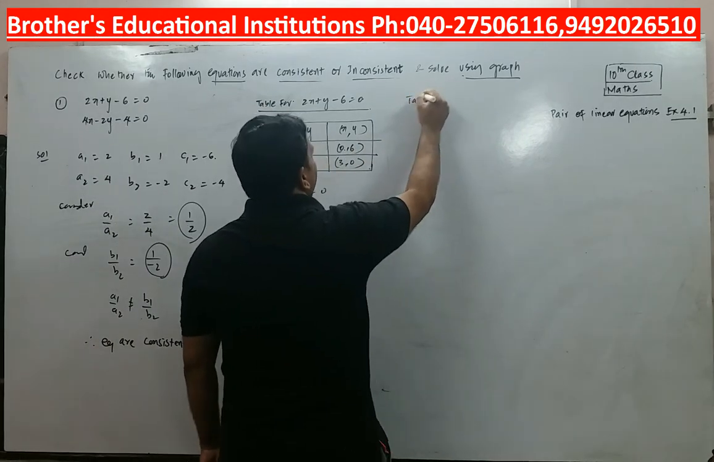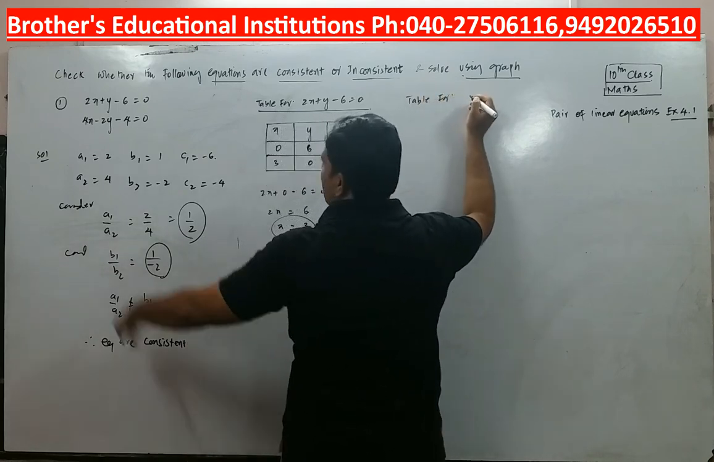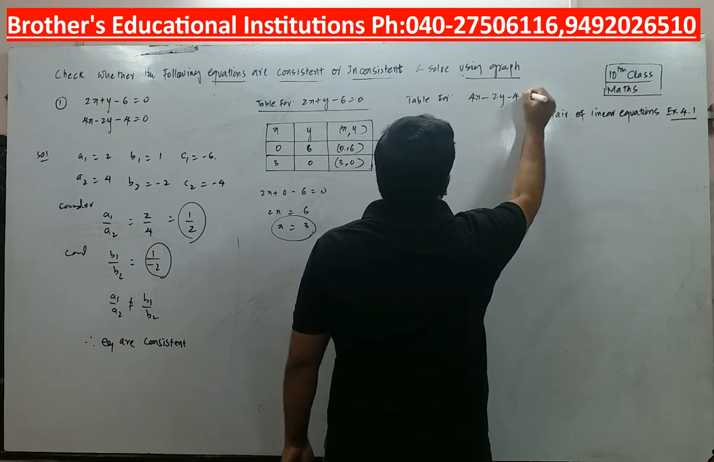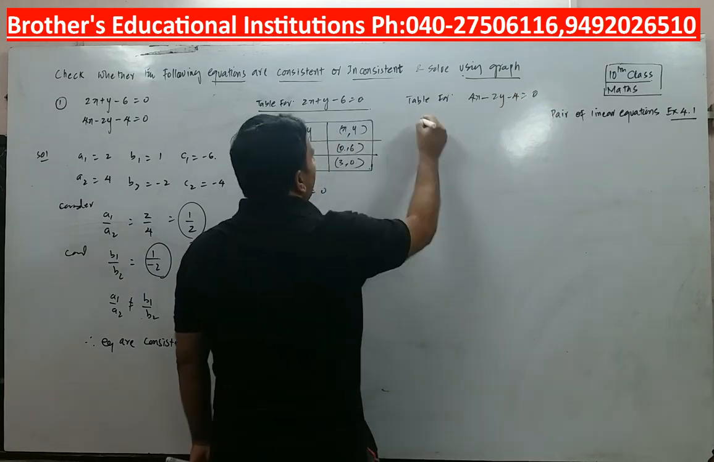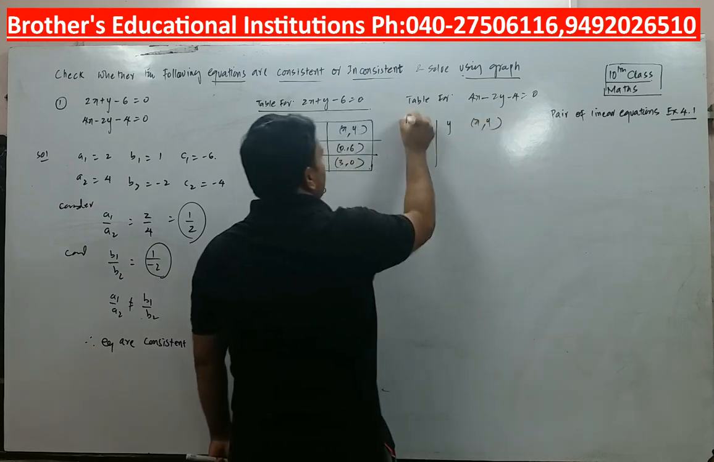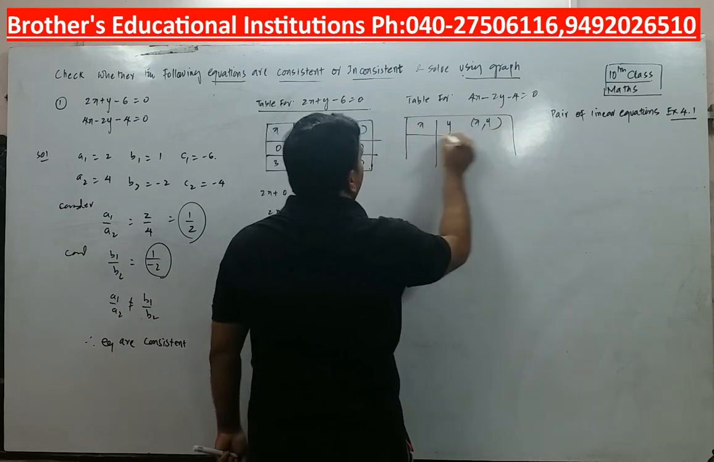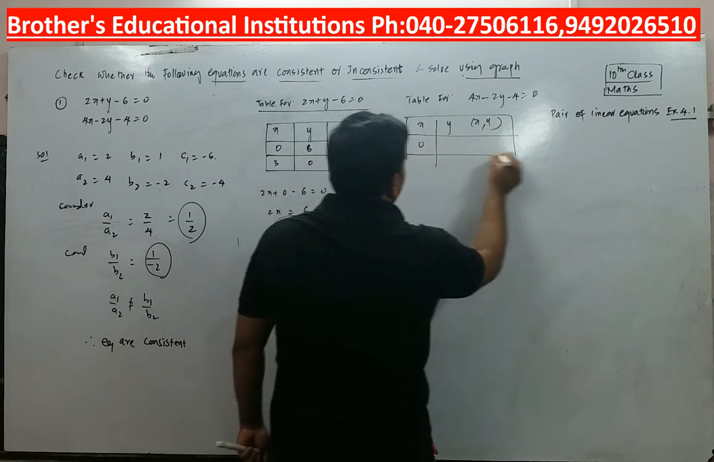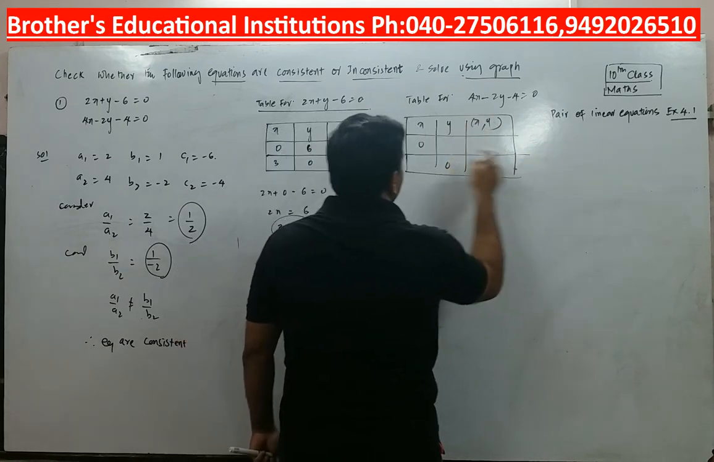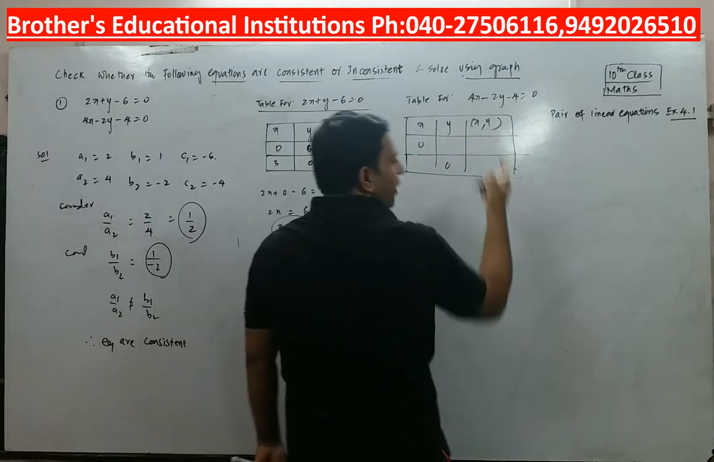Similarly, I will write the table for the second equation. The second equation is 4x minus 2y minus 4 is equal to 0. Again I will write x, y, and the ordered pair x comma y. And what is the trick here? First time I take x is equal to 0 and find the y value. Second time take y is equal to 0 and find the x value. Together you write the coordinates.